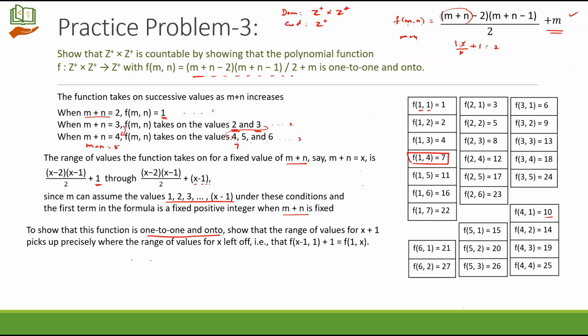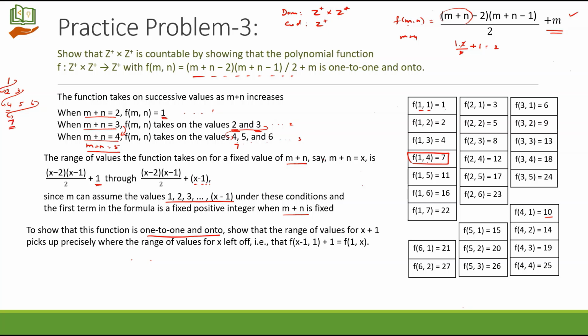For one particular value, it is 1. For another particular value, it is 2 and 3. For the next particular value, it is 4, 5, 6. From where is it starting? After 3 it is starting. The previous range, where did it start? It started after 1. When m plus n is equal to 5, which number does it have to start from? It has to start after 6. So it is starting with 7 here.